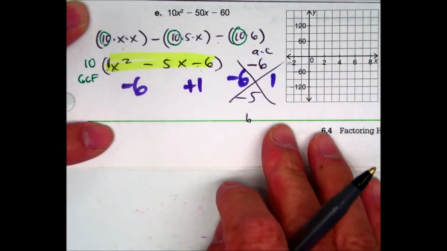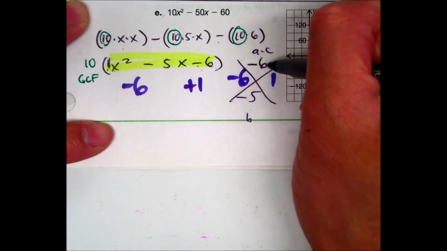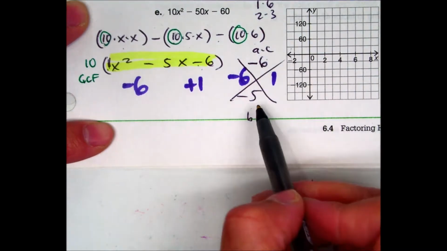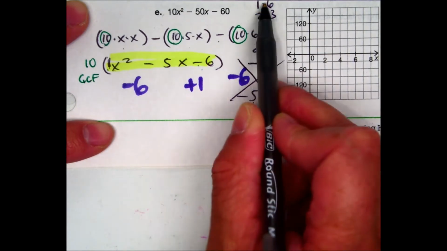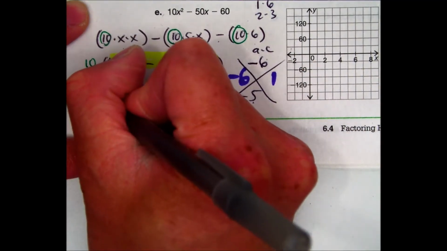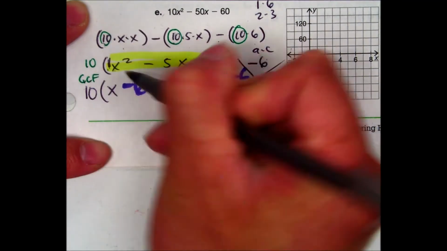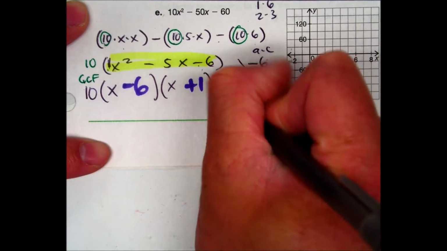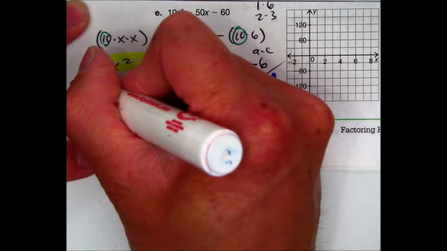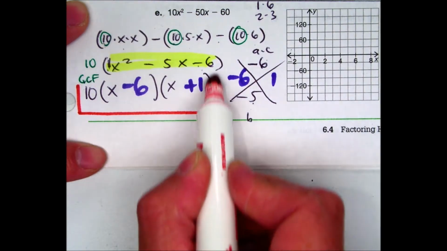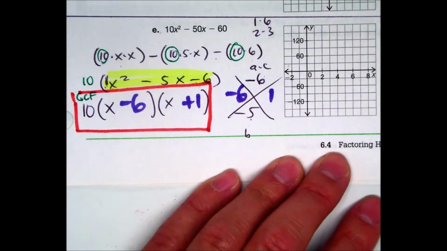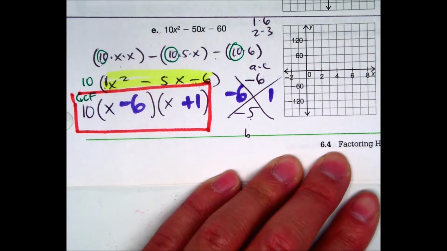Look, if you struggle with that, it is okay to write out all the factors of 6. You know that it's going to be a negative, so you might have to make some of those negatives. Does that make sense? This gives you a visual. Alright, so let's write out our answer. 10 times x minus 6, x plus 1 is my answer. Don't forget the greatest common factor. Okay, we just factored. Now we need to graph this.